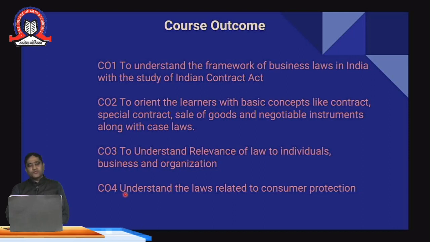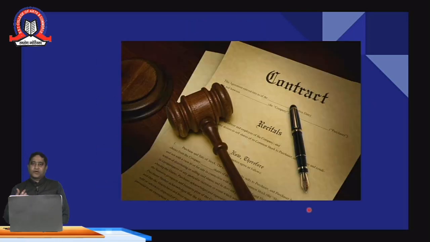Under course outcome 4, the students will also understand the laws related to consumer protection, which is done in the other semester. So students, under Unit 1, more specifically, Unit 1, Unit 2 and Unit 3 speak about the contract.